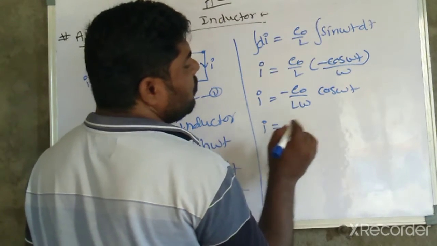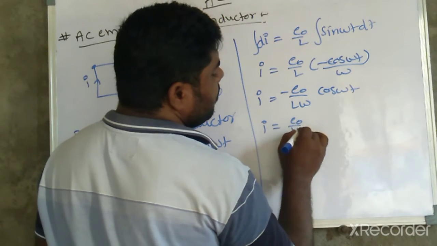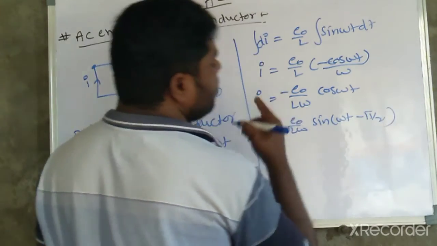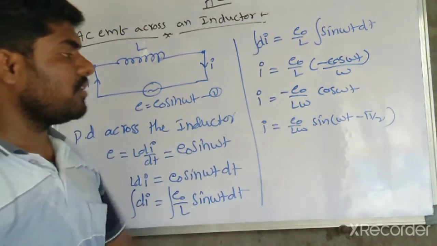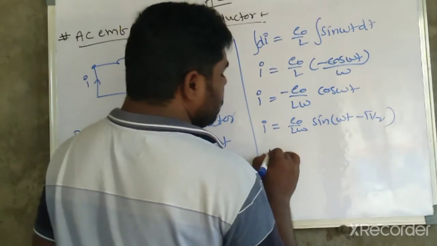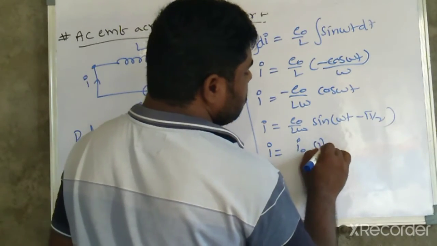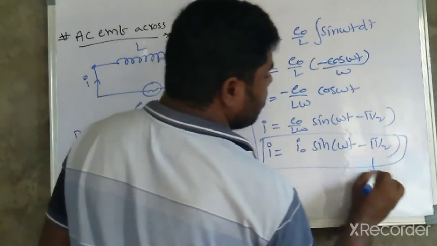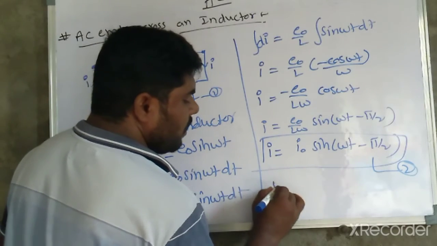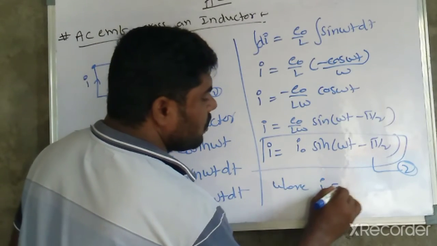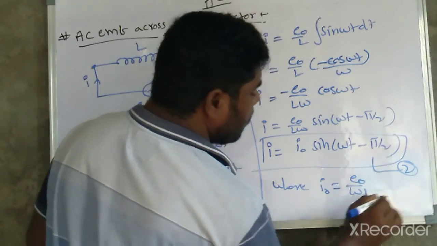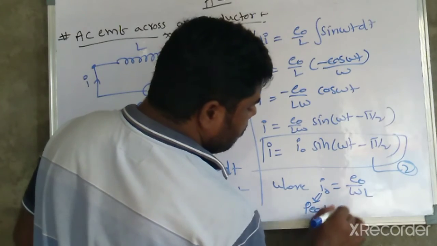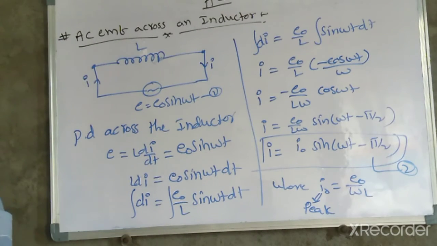So here I is equal to E naught divided by L omega into sine of omega t minus pi by 2. Here the minus indicates the opposite; the minus pi by 2 is different. This is the equation I is equal to I naught sine of omega t minus pi by 2. This is equation number 2, where I naught is equal to E naught divided by omega L. This I naught we call the peak current.